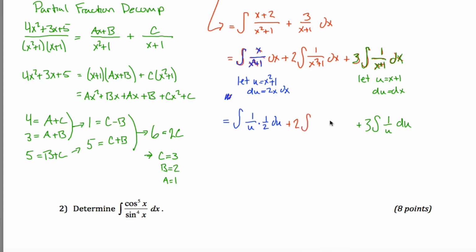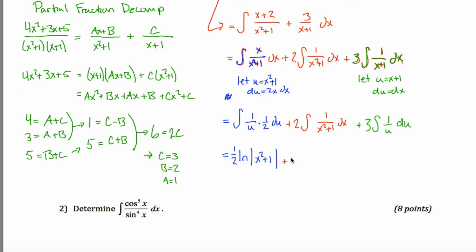I'm going to leave it as x's because I don't need any U-substitutions for this one, because this one happens to be exactly in the form that I know. I know the derivative of arctangent of x is 1 over 1 plus x squared. So I can figure this thing out. Let's see. So first this one, take the 1/2 out in front. And then the antiderivative of 1 over u du is the natural log of the absolute value of u. But u is x squared plus 1. So I can write it like this.